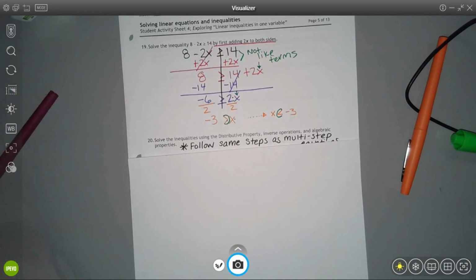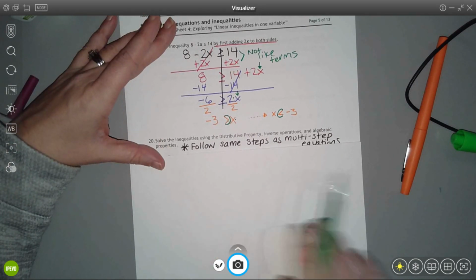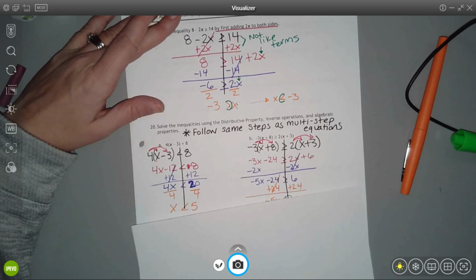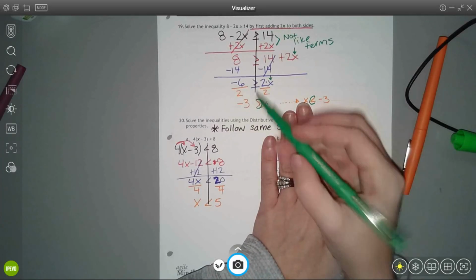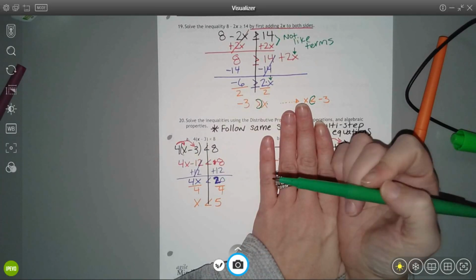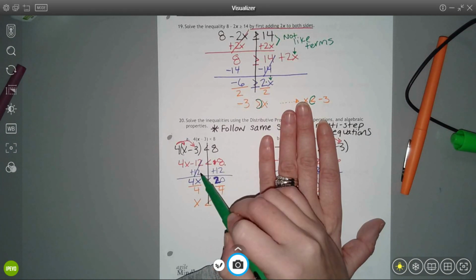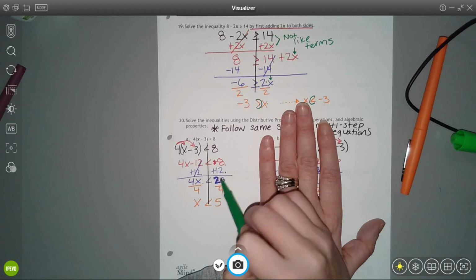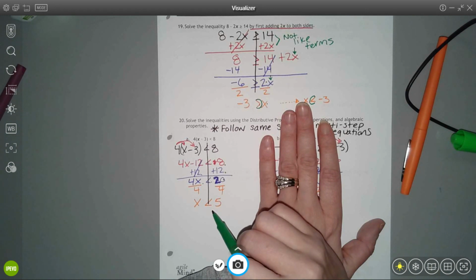On these, they want us to solve using the distributive property and inverse operations in our algebraic. Guys, that's a fancy way of saying follow our multi-step equation steps, okay? So on these, let's just look at this one first. Over here, distribute the 4, and we get 4x minus 12 is less than 8. Add 12 to both sides, and we get 4x is less than 20. Divide both sides by 4, and we get that x is less than 5.